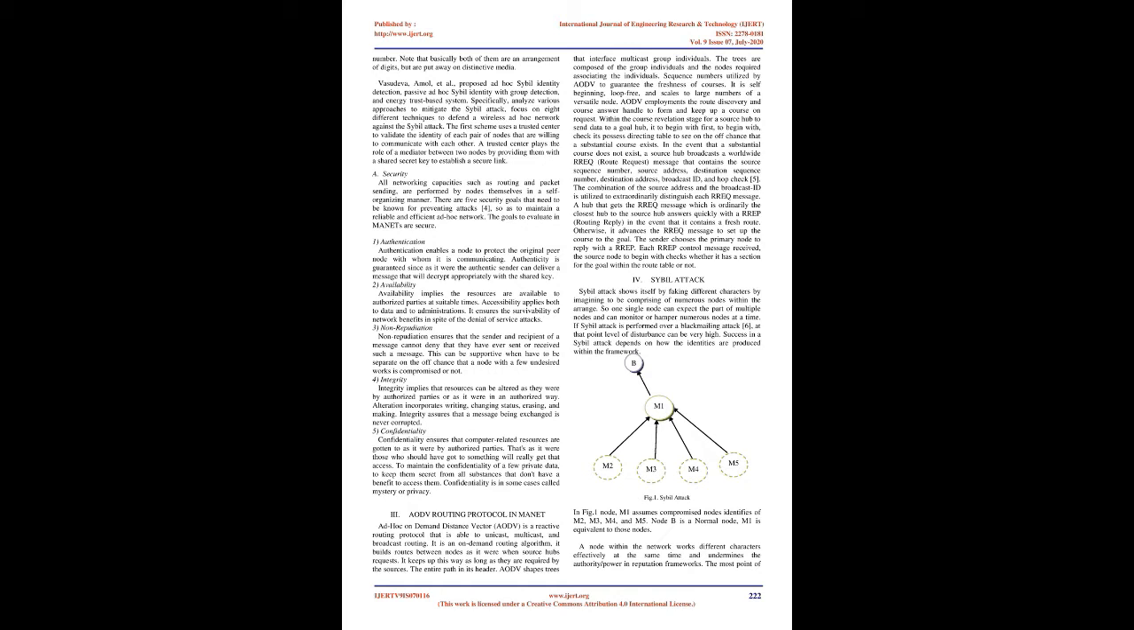The first scheme uses a trusted center to validate the identity of each pair of nodes that are willing to communicate with each other. A trusted center plays the role of a mediator between two nodes by providing them with a shared secret key to establish a secure link.